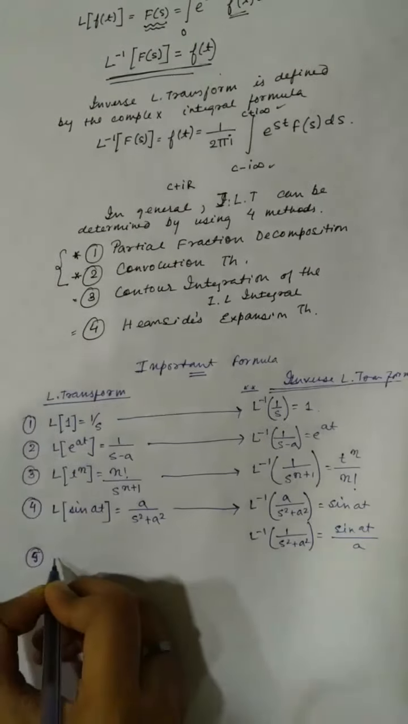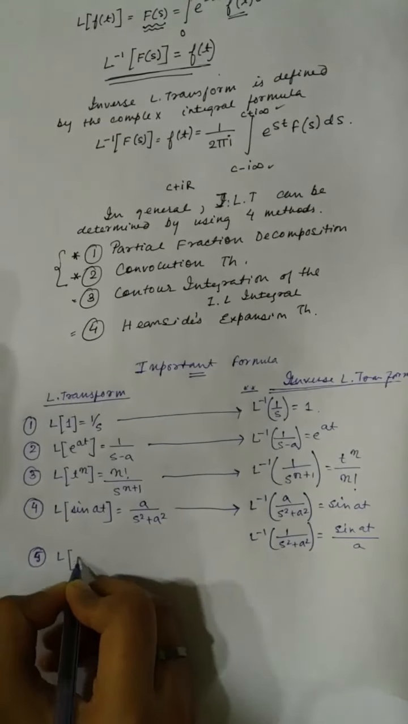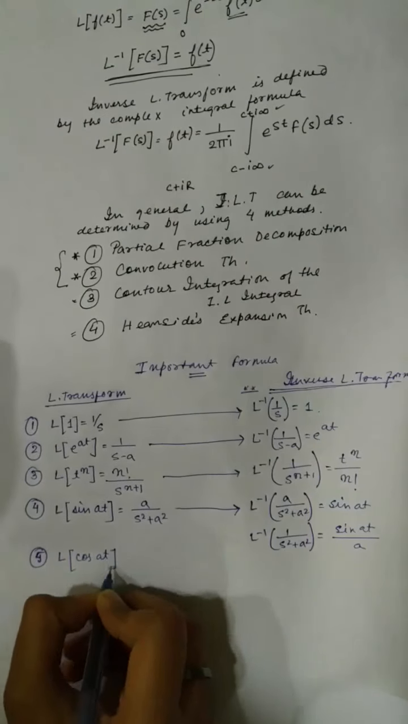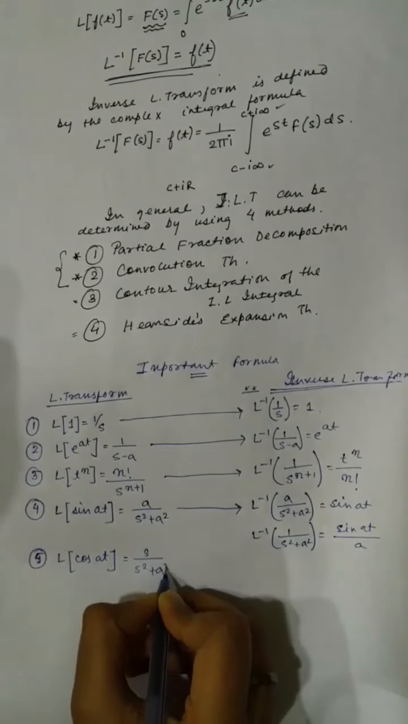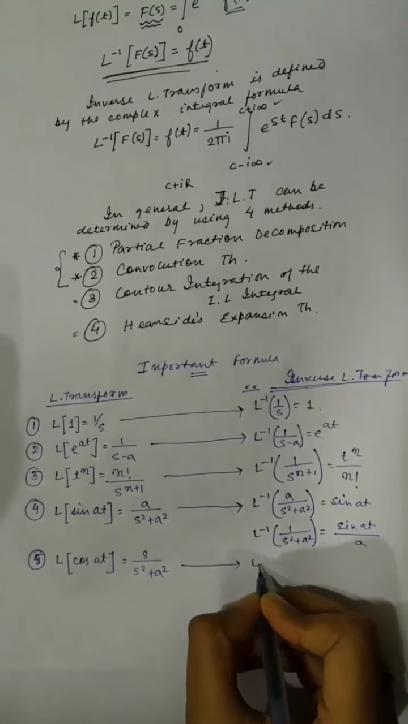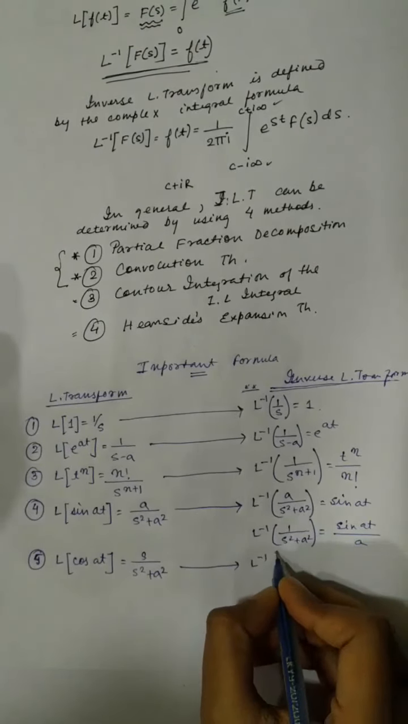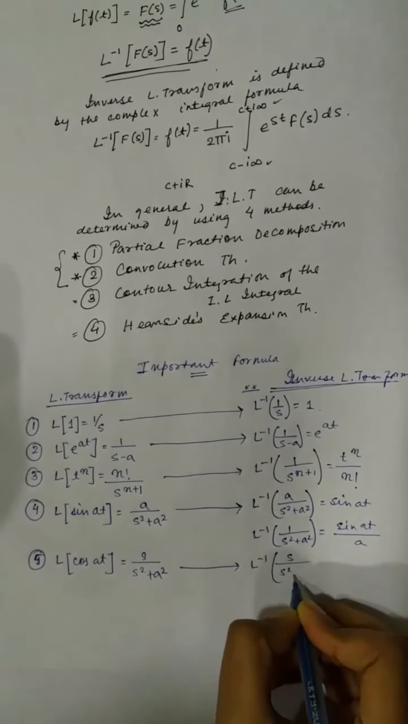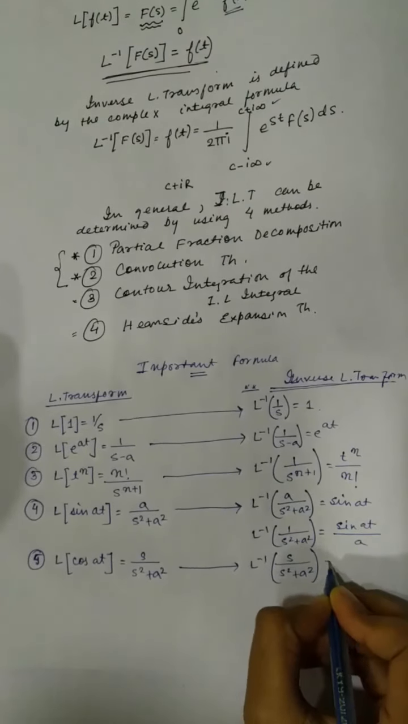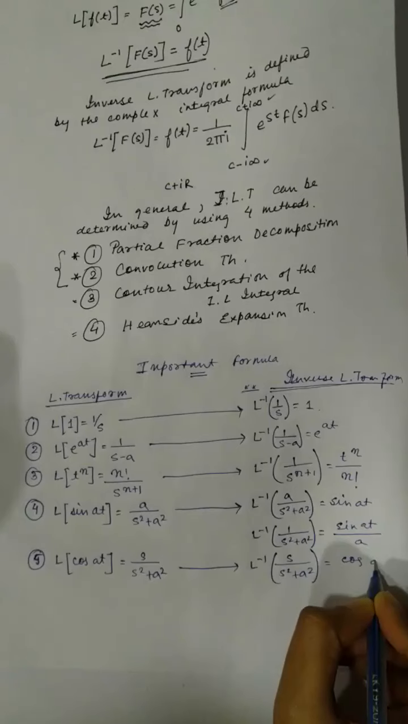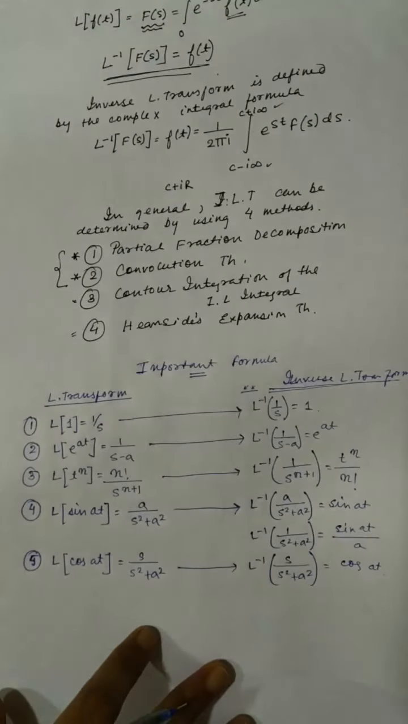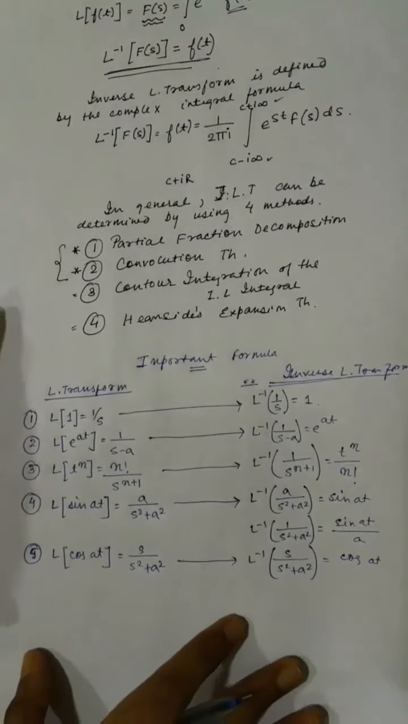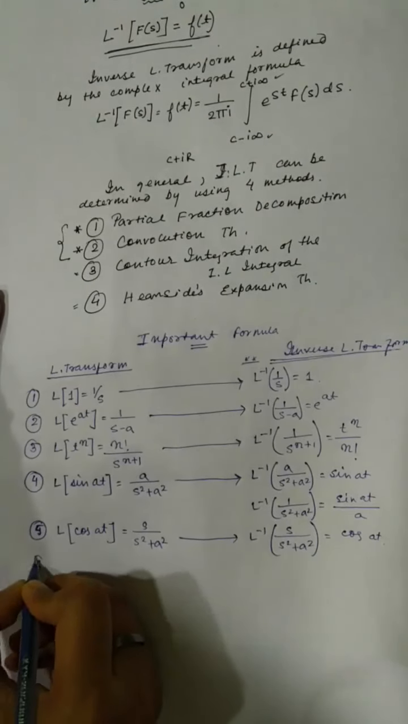Fifth, the Laplace transform of cos at is equal to s divided by s square plus a square. Therefore, the inverse Laplace transform of s divided by s square plus a square is equal to cos at. These are all known formulas, but I am still repeating them for your convenience. Okay.